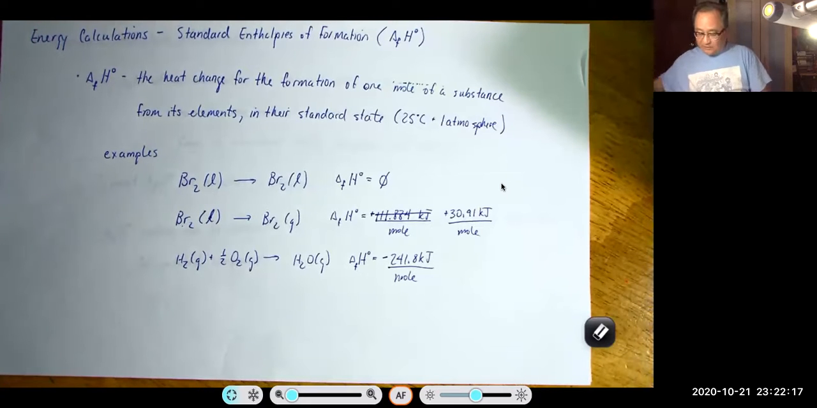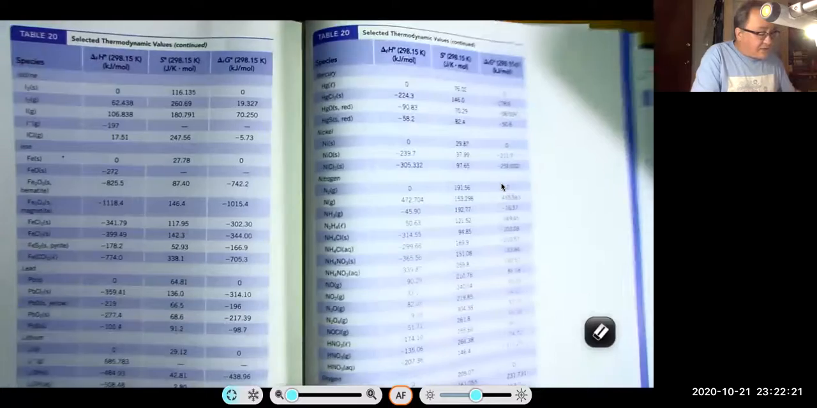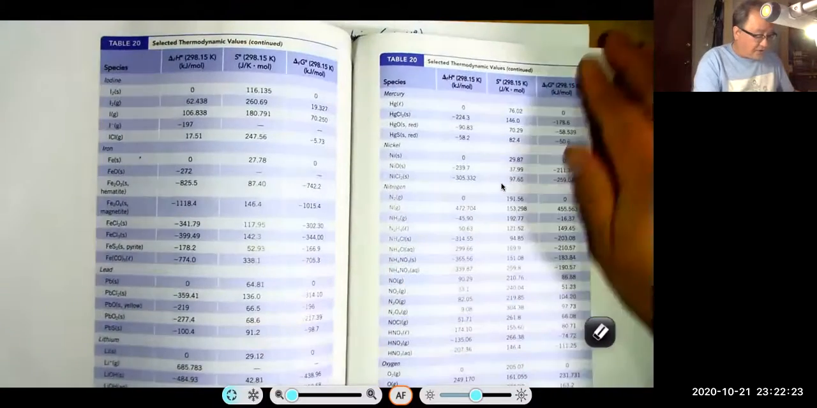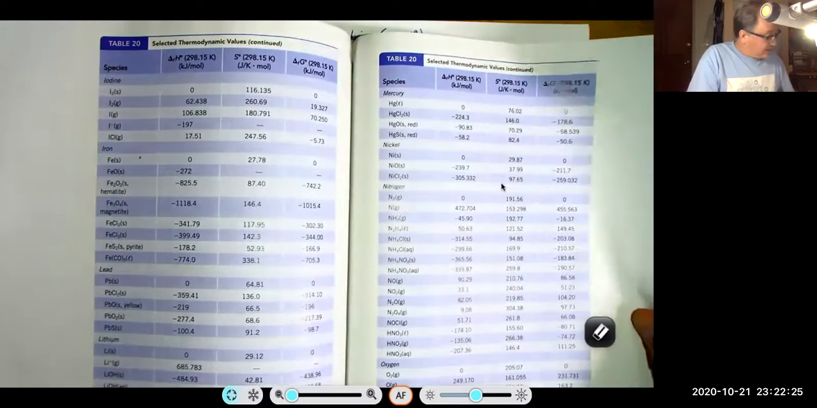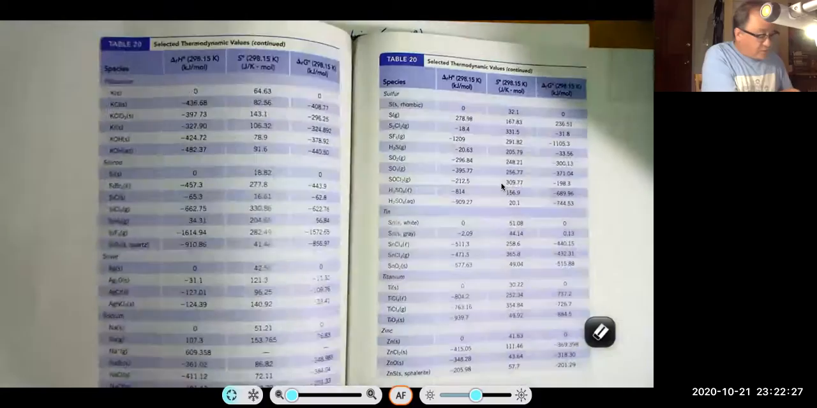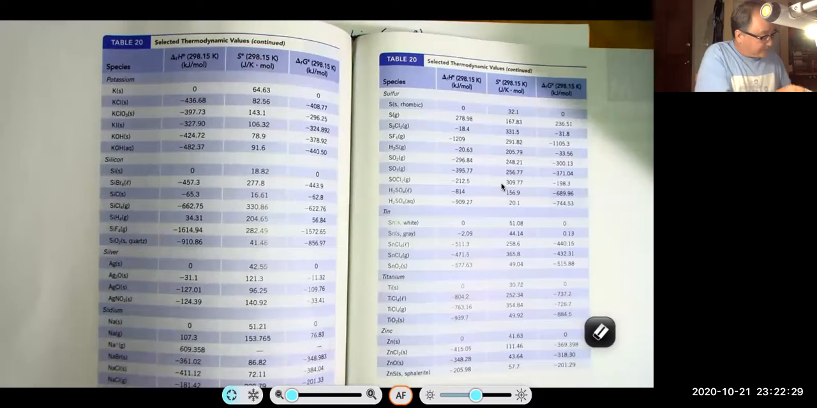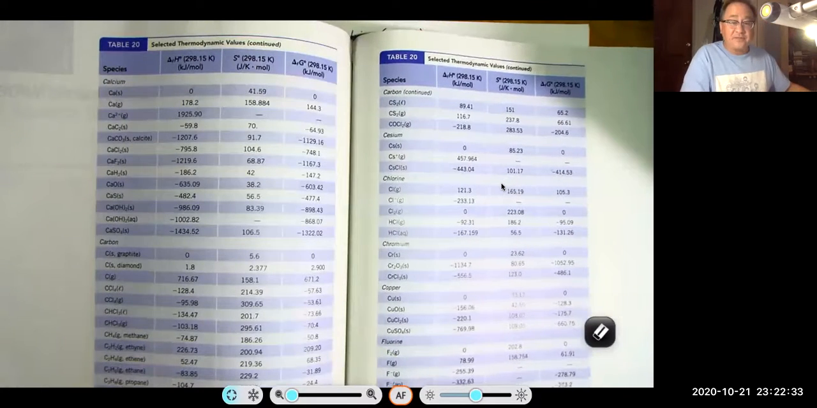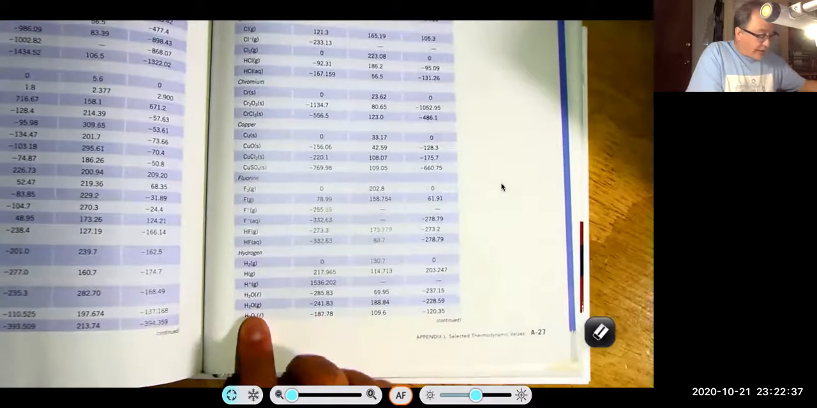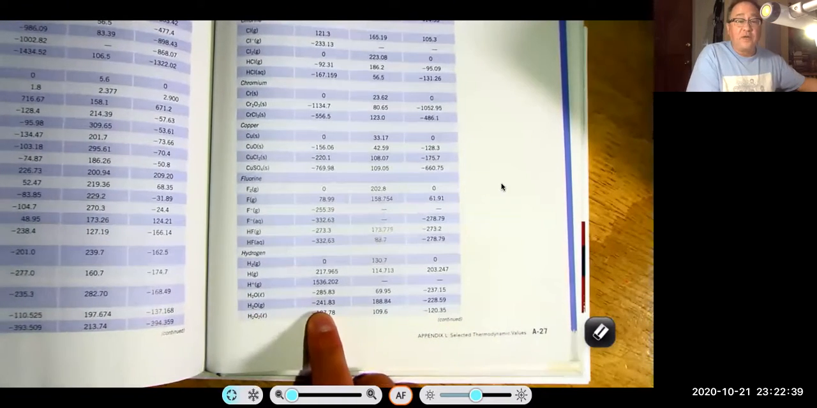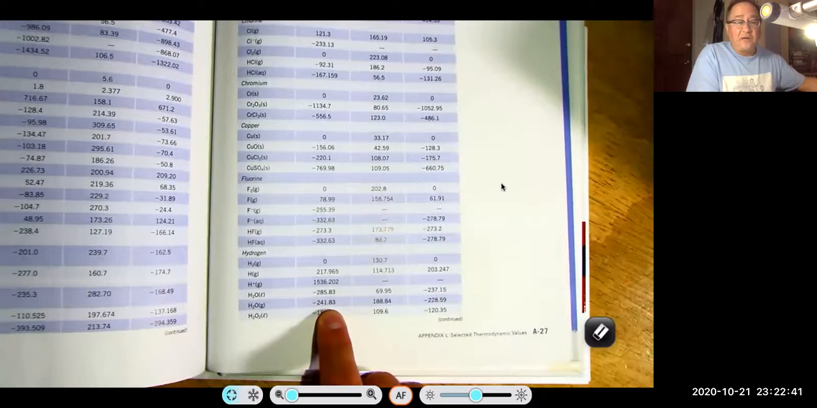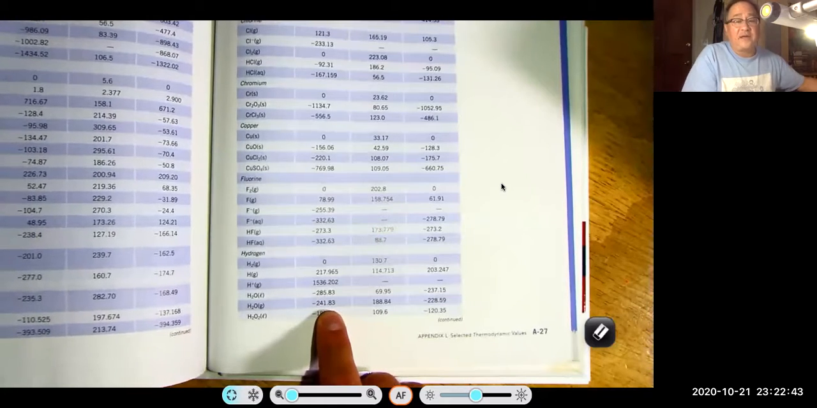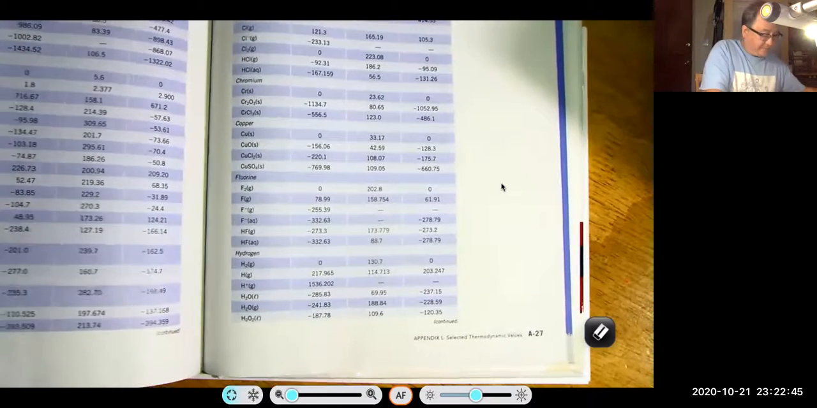241.8. And let me see if we can find that value. So standard enthalpy of formation, we're going to look for H2O. And let's see where that is. So here's hydrogen. And here we have H2O gas is minus 241.83. We have 241.8 written down, but that's okay.